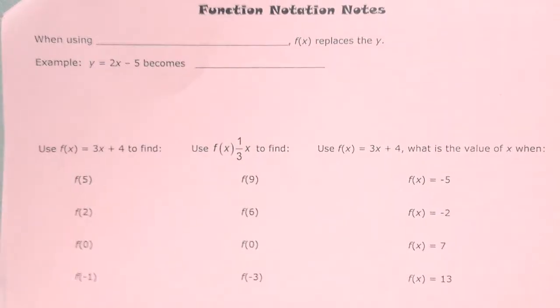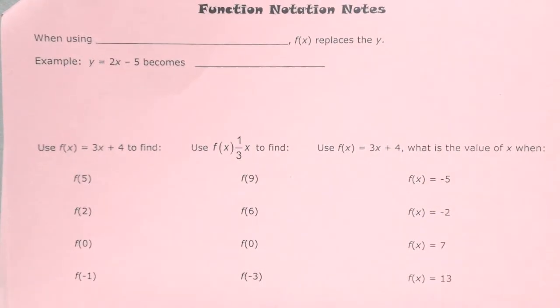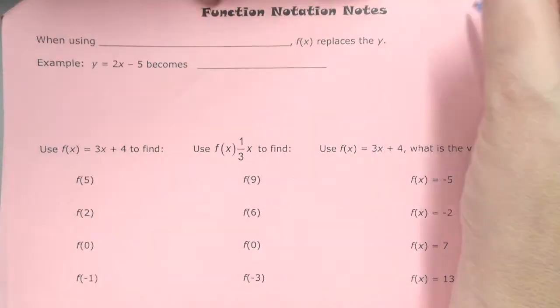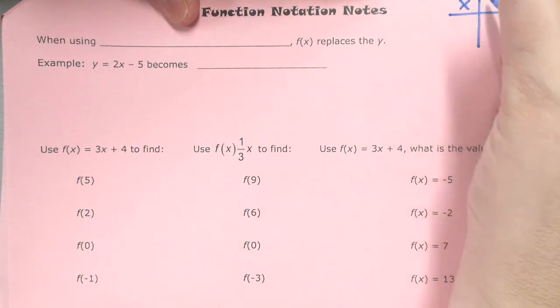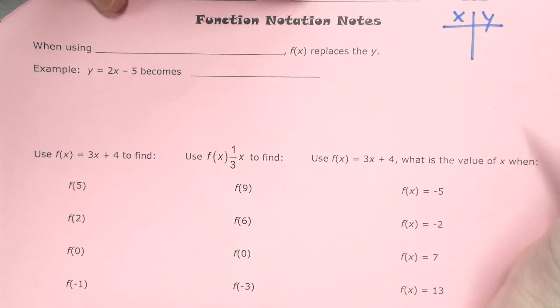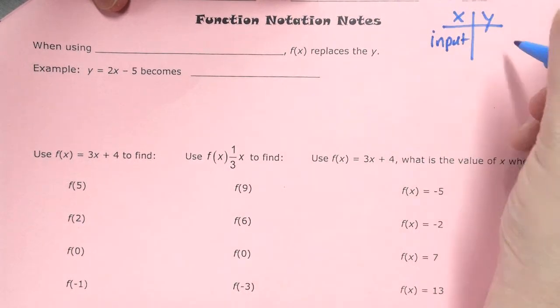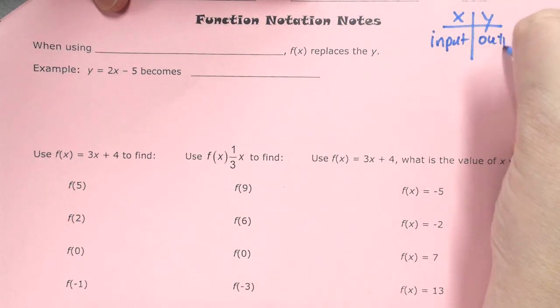Talking about function notation today. Now, function notation is a concept that you can make really complicated if you choose to. But all function notation is, is another way to say y. And actually, it's not another way to say y, it's another way to say output. So when we think about our variables, we have x and we have y. That's what you've normally seen. But really x is the input, and y is the output.